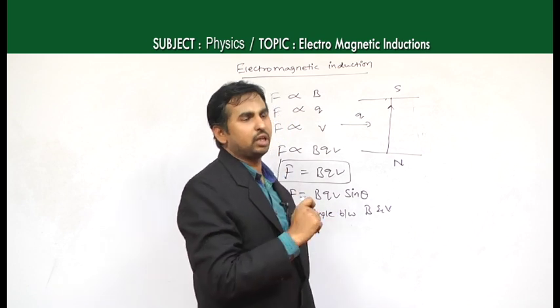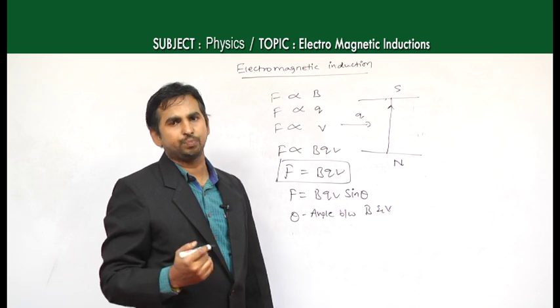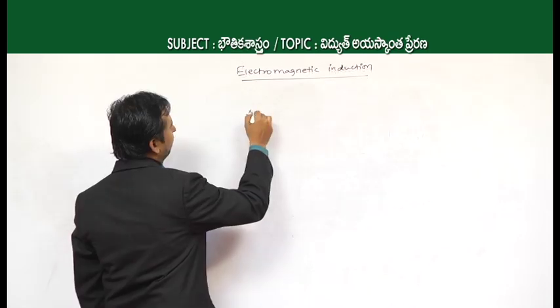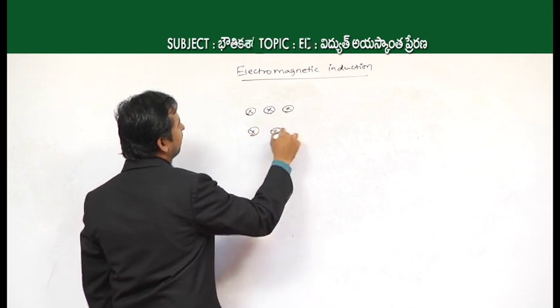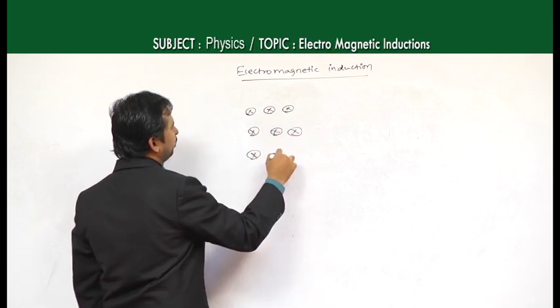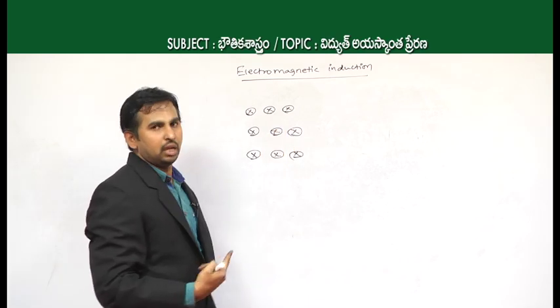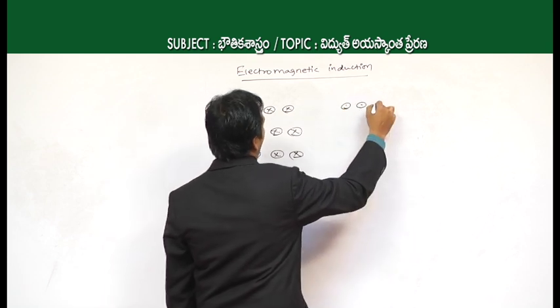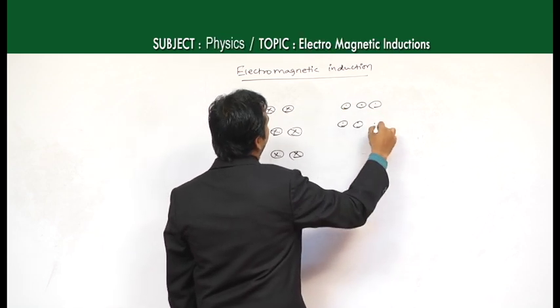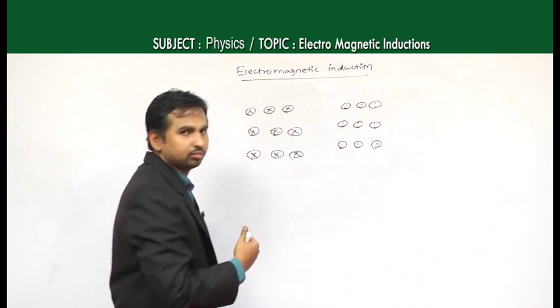Like this, we have a number of questions asking about the direction of force acting on a charge. Into the plane is always represented with a cross mark, which means the magnetic lines of force are going into the plane. Like this the magnetic lines are passing inside, and out of the plane we represent with a dot. This dot represents that the magnetic lines of force are coming outside.